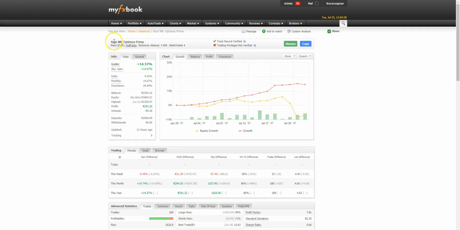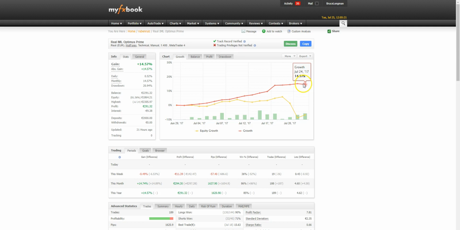Now this is the real IML Optimus Prime. I guess Optimus Prime is a specific trader that you can follow. And as you can see, this trader is extremely high risk, okay? You can see that this line right here represents 0, okay? You have 0% on equity and balance. As you see, they started on June 29th.